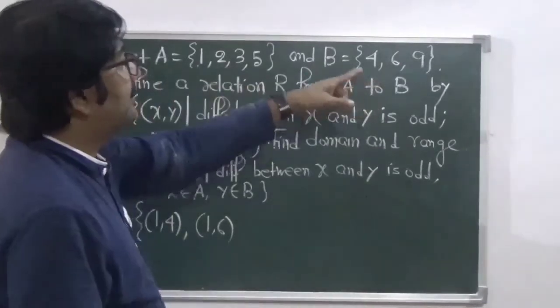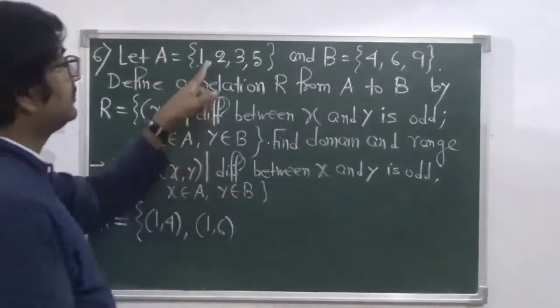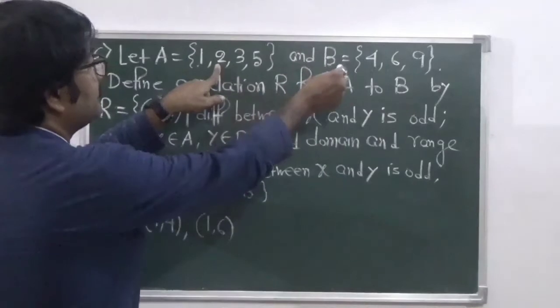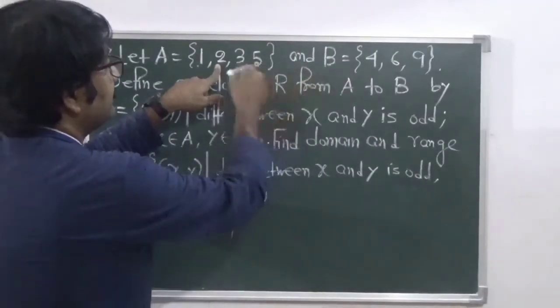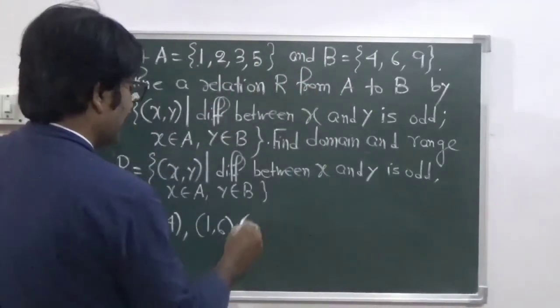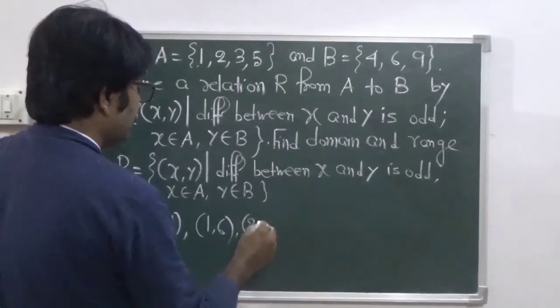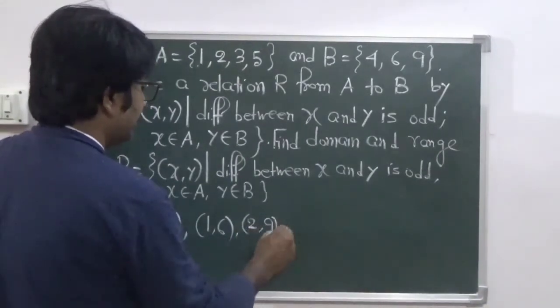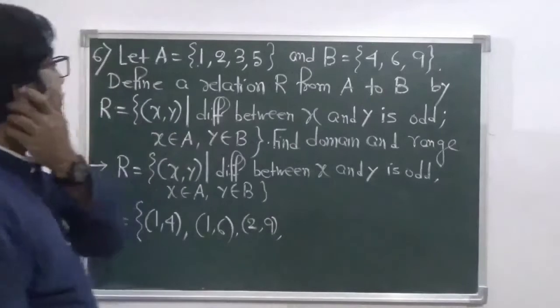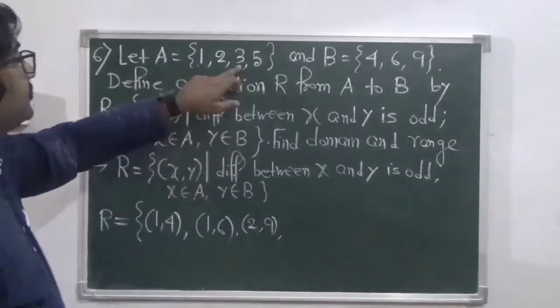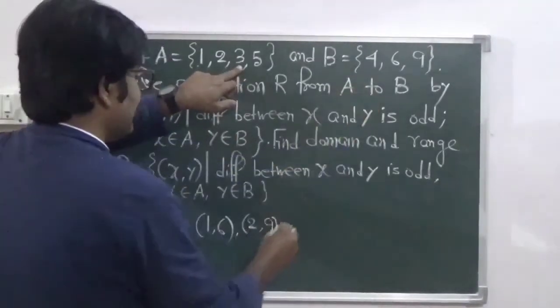1, 9 is an even number. Now starting with 2 and 4, even; 2 and 6, even; 2 and 9, so you have (2, 9). The difference is an odd number. Now starting from number 3, 3 and 4, difference is odd.